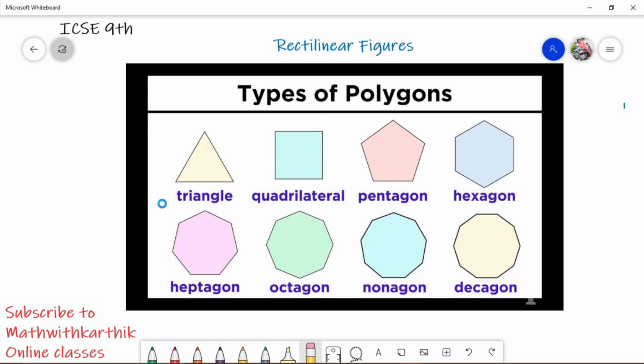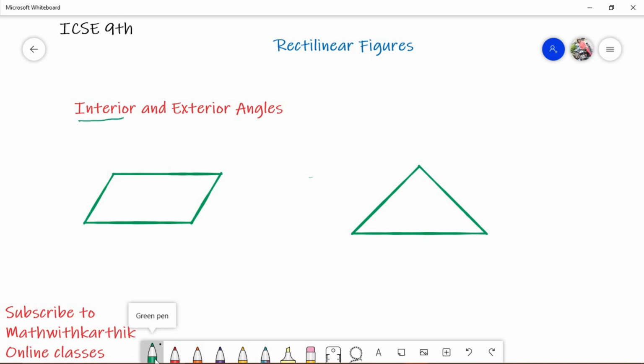Some of the prefixes are used here: penta 5, hexa 6, hepta 7, octa 8, nona 9 and deca 10. What do you mean by interior and exterior angles? I have taken two examples. So I have two polygons here, one is a triangle and one more is a parallelogram. Let me explain what interior and exterior angles are.